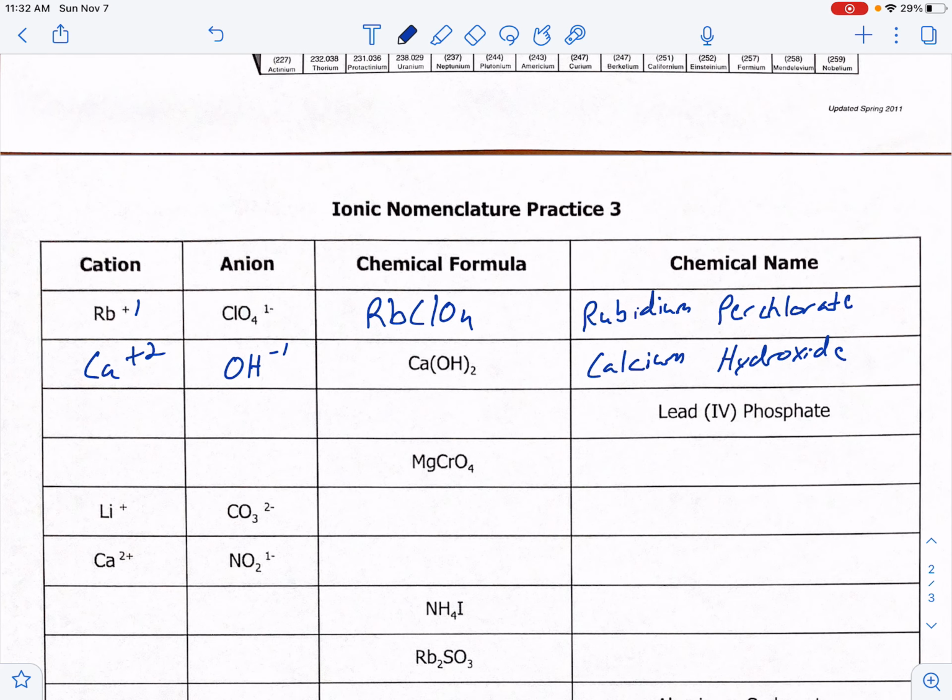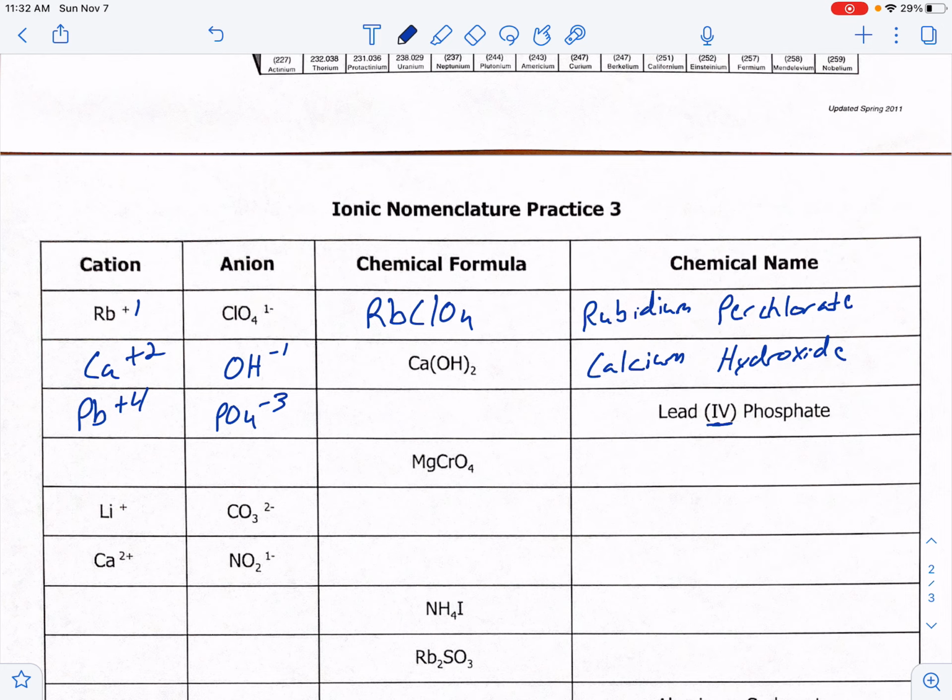Now, I have lead(IV) phosphate. They gave me the name of lead(IV) phosphate. So again, this 4 tells me the charge of lead. And lead is Pb, so it's going to be Pb +4. And then phosphate is on your polyatomic list. That is going to be PO4 with a -3.